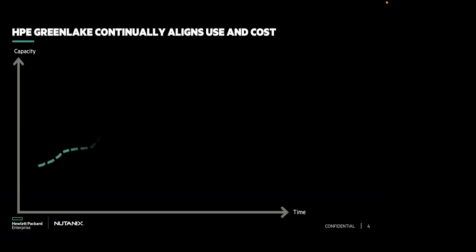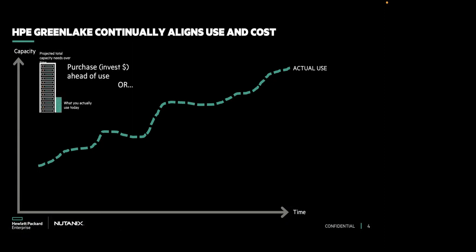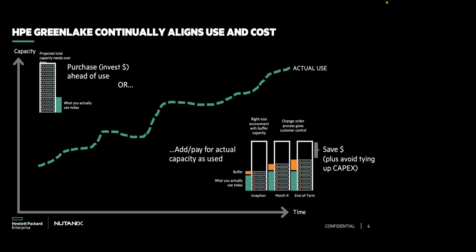So how does GreenLake actually work? So you'll see, this slide here is the actual usage and the actual cost for the customer. And in a CapEx world, the customer would purchase ahead and invest a large amount of cash in a heavily over-provisioned environment, although from day one, they really don't need this. So how we manage this, as you can see there, we actually right-size the customer from day one. So the hardware on the floor, as well as a buffer capacity, is there that the customer can use straight away with that comfort of having that additional capacity on site at no cost and risk to the customer.